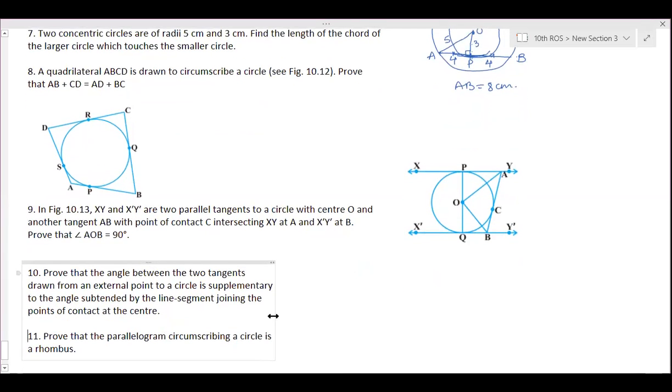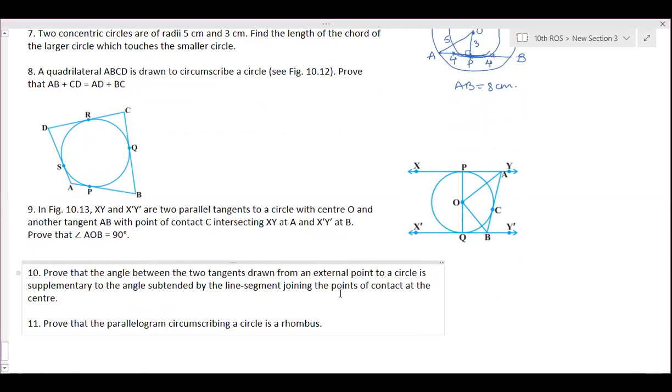The tenth one was in that question paper. Prove that the angle between the two tangents drawn from an external point to a circle is supplementary to the angle subtended by the line segment joining the points of contact at the center. Do you remember that? Yes, ma'am. We did it yesterday.